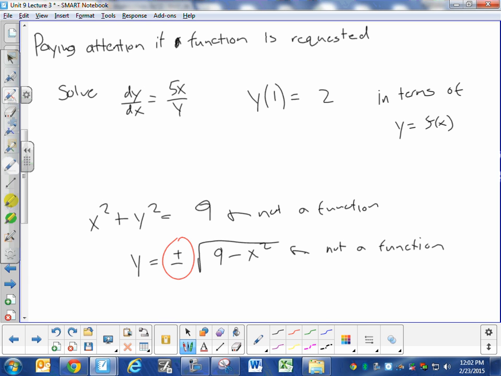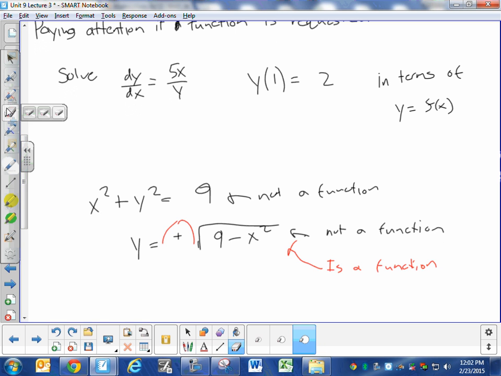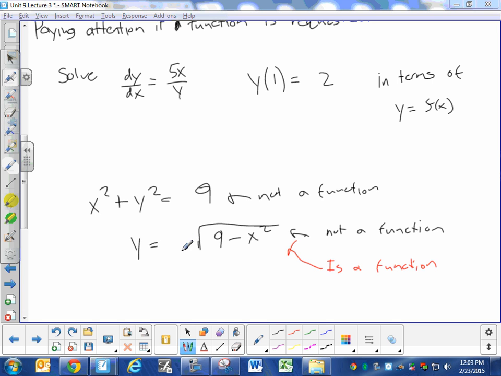However, pieces of that graph can be functions. If all of a sudden I change this to just positive root 9 minus x squared, then this is a function. If I plug in one x, I'd get one y. If I change this to negative root 9 minus x squared, that is a function.